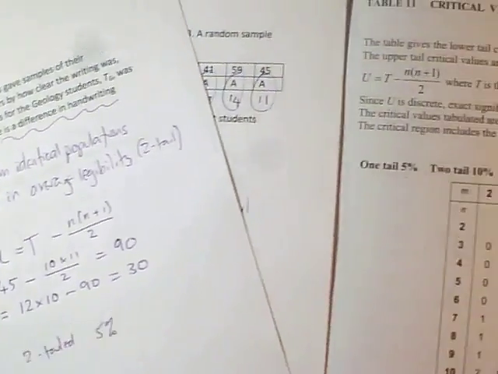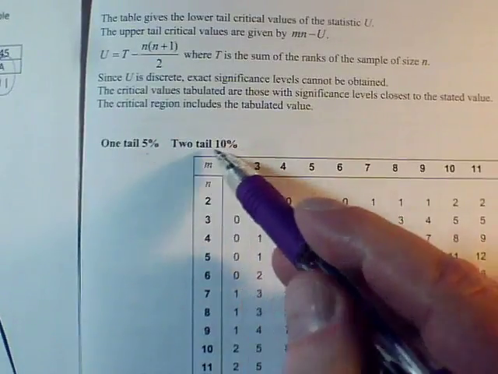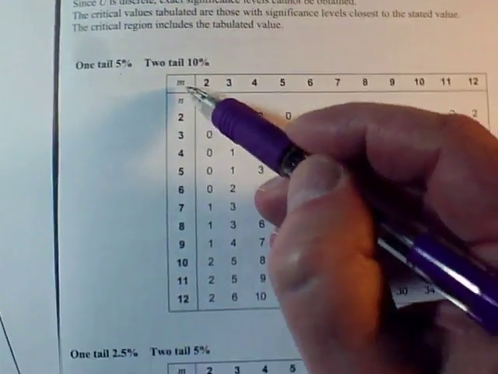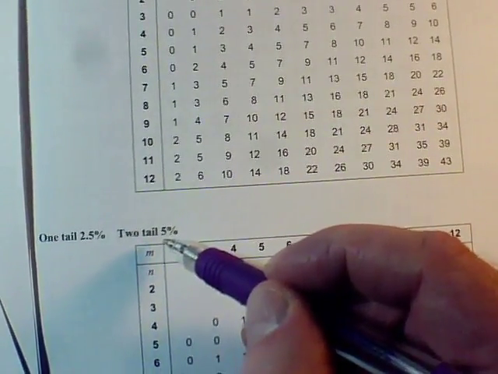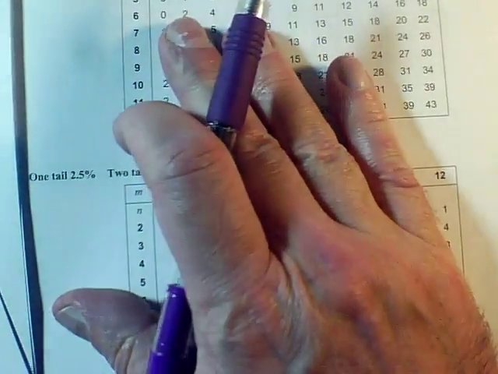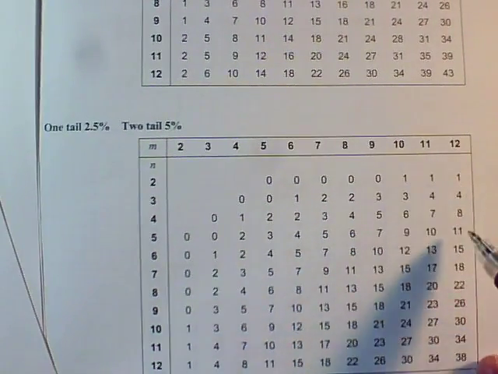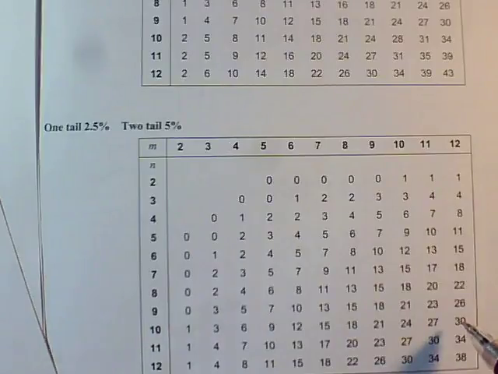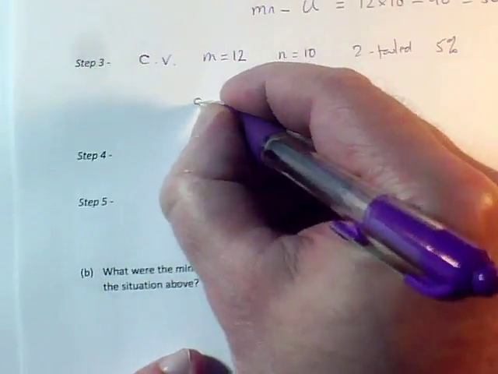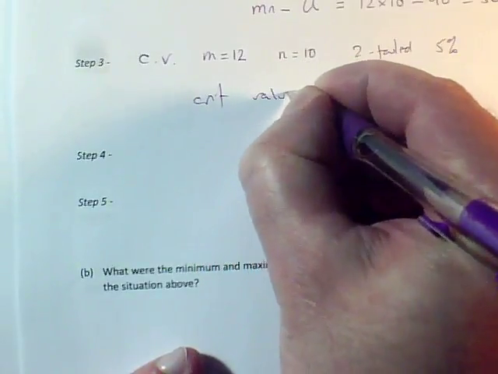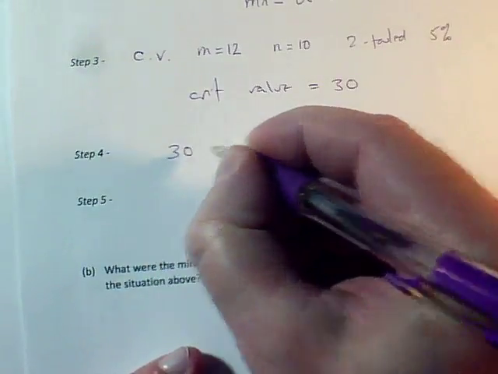On this page of the formula book we have two tables. The first one applies when it's two-tailed and 10%. I need the other one because it's two-tailed and 5%. Then I need my values of m and n. m was 12, n is 10. That gives me a critical value of 30. So my comparison is 30 with 30.